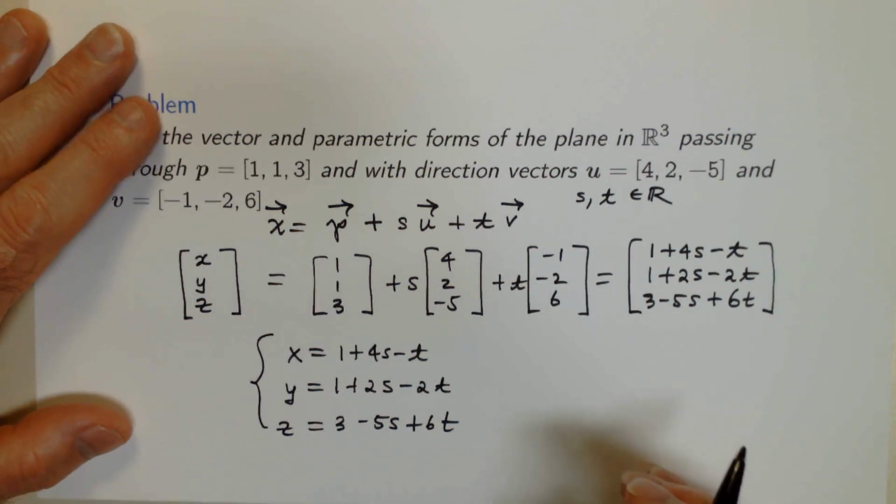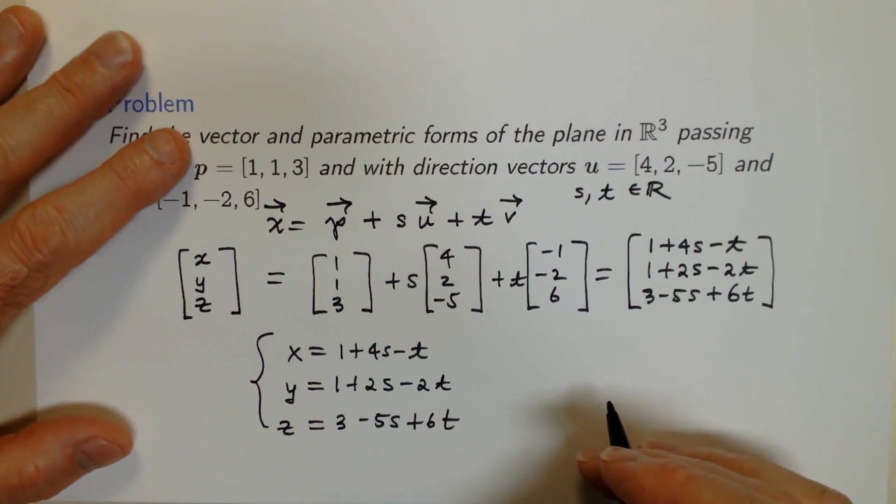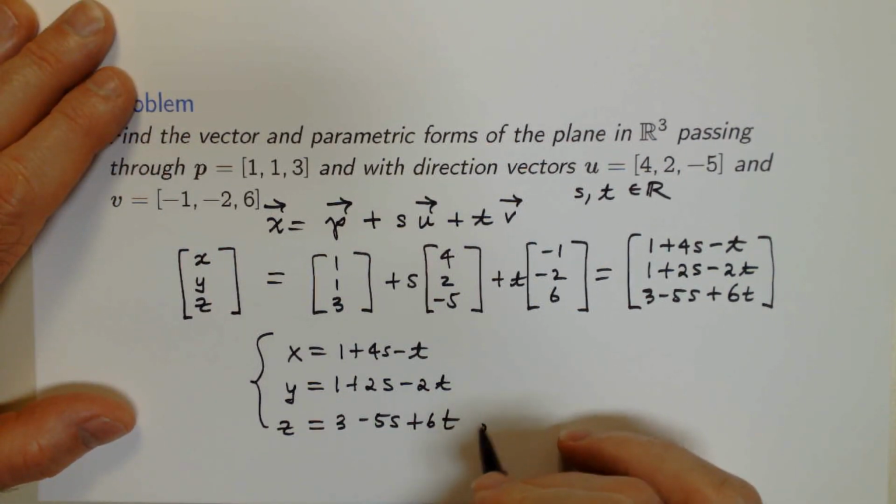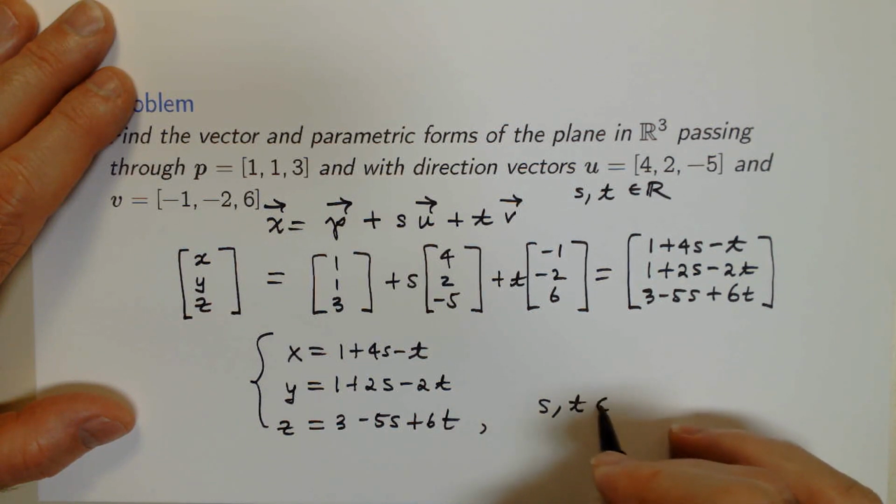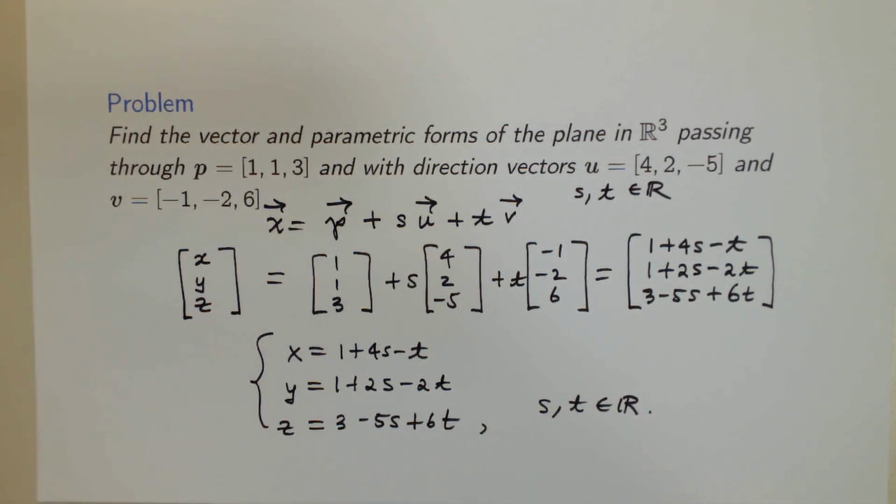And so we would think of these as our parametric equations for that plane. And again, S and T are just any real numbers. Any pair of real numbers is going to generate some new point on that plane.